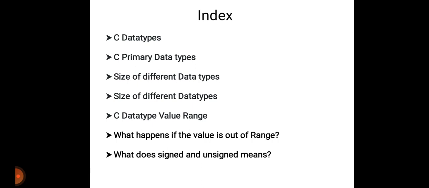Today we are going to discuss what are the C data types, in which C primary data types, then size of different data types, the value range of C data types, what happens if the value is out of range, and what signed and unsigned mean. Now we will see in detail.